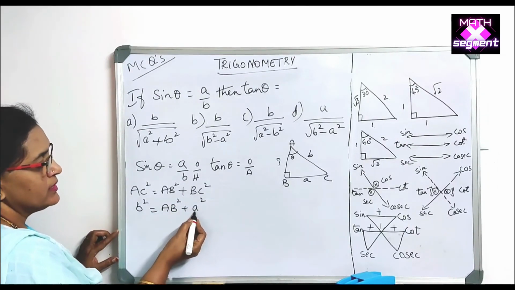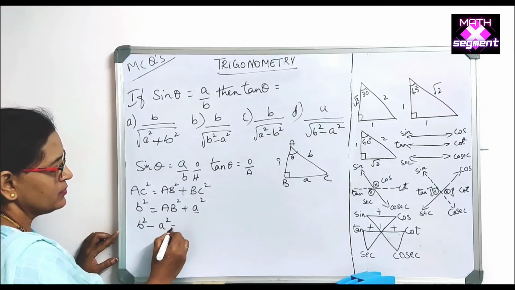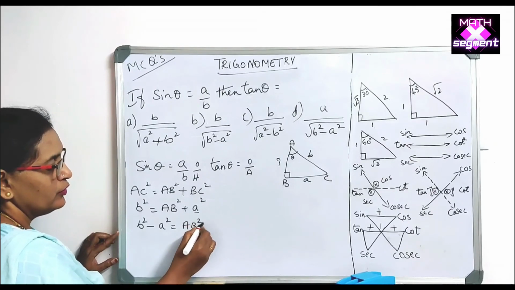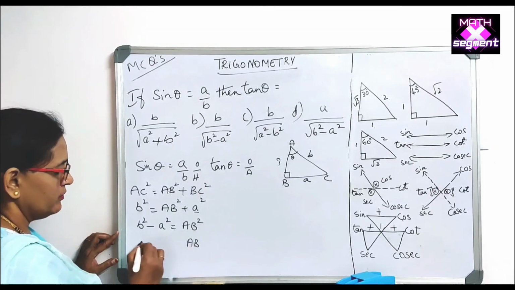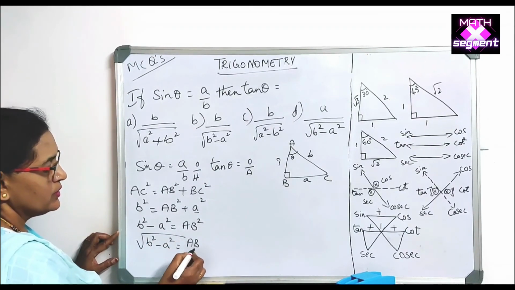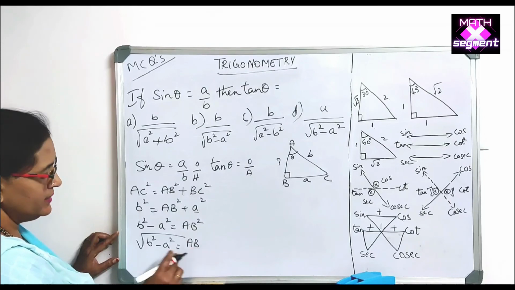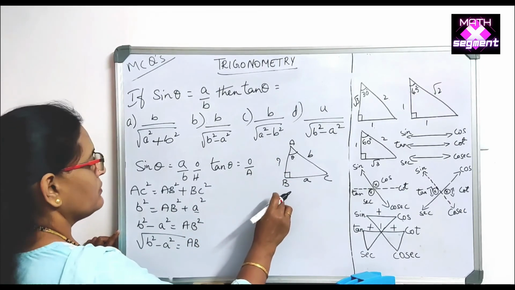Okay, so now let us take this term this side. So this becomes AC square minus BC square is equal to AB square. We don't want AB square, we want only AB. So AB is what? The square will become square root and this will become B square minus A square. So that means AB value is square root of B square minus A square.